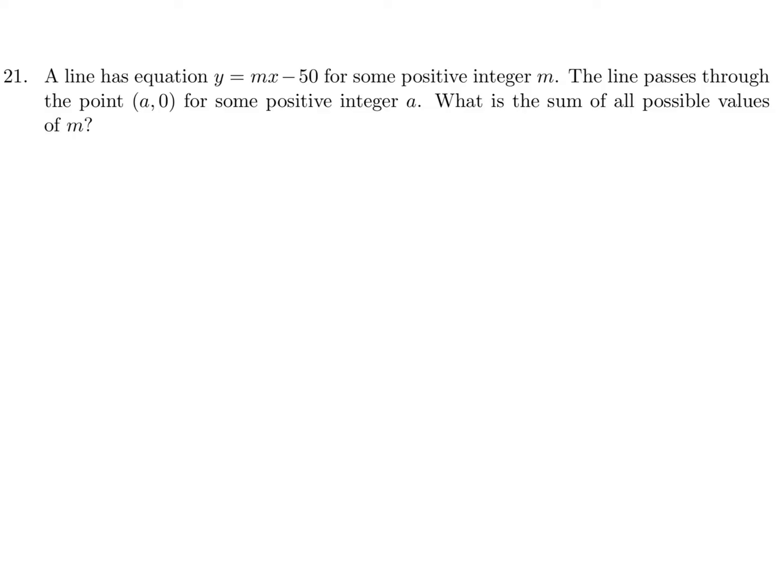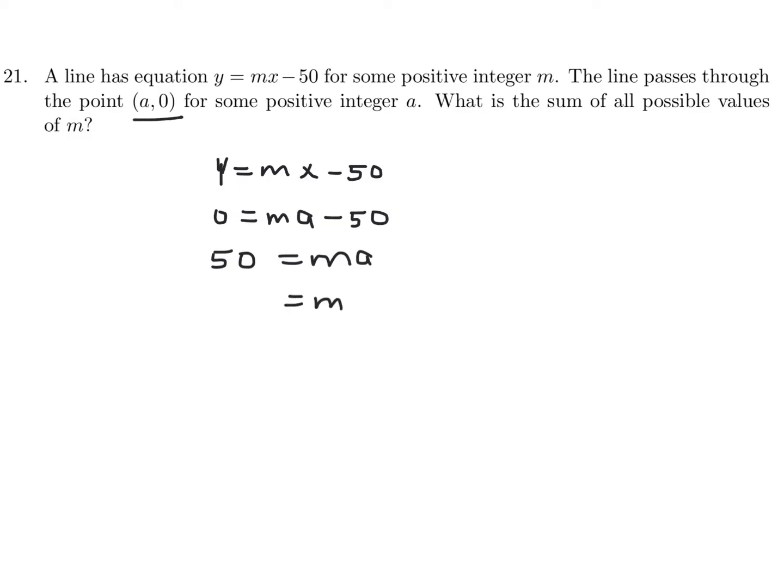y is equal to mx minus 50, and they are saying that this is a point, so that means that when x is equal to a, y is equal to 0, and therefore if I isolate the 50, I get ma. And what do they want? They want the sum of all possible values of m. Okay, so let's first isolate for m. So m is equal to 50 over a.